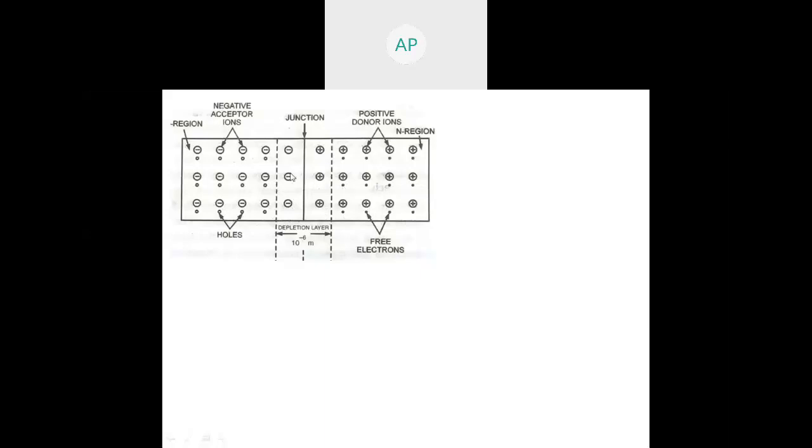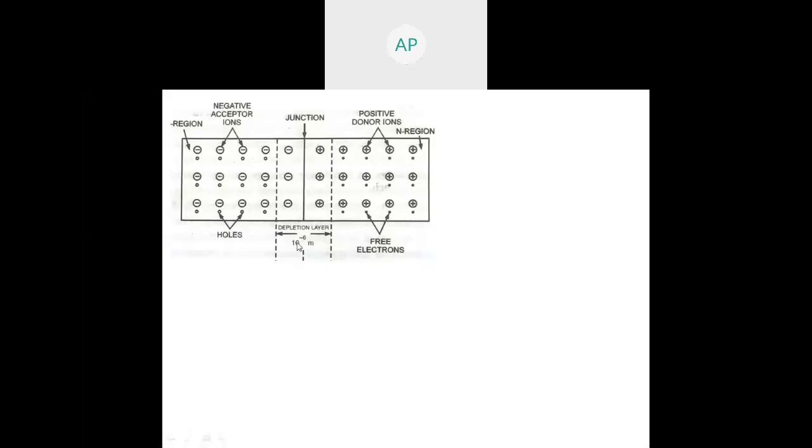So they will again be acceptors, so negative ions will be formed. In this way, the recombination takes place, and the positive ions and the negative ions are formed near the junction. This will be formed as a depletion width, or it will be represented as a depletion layer.